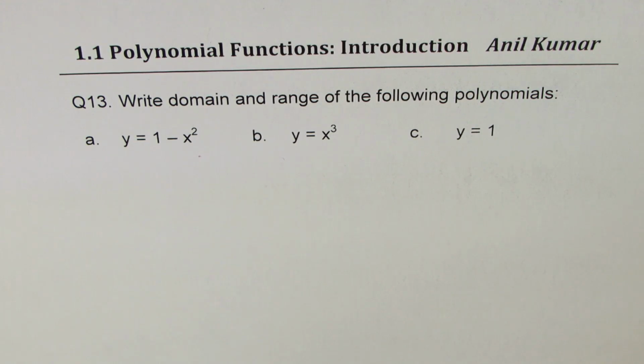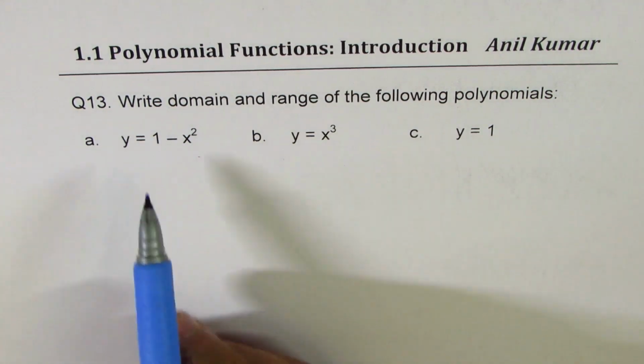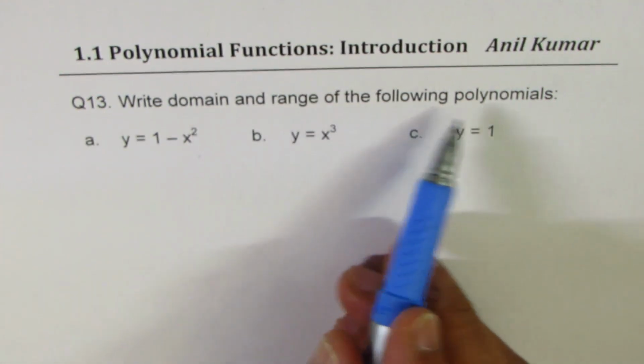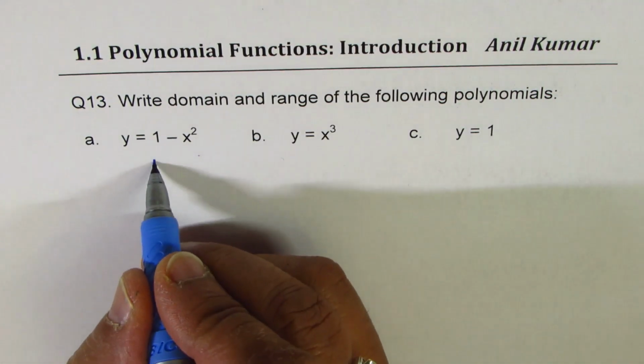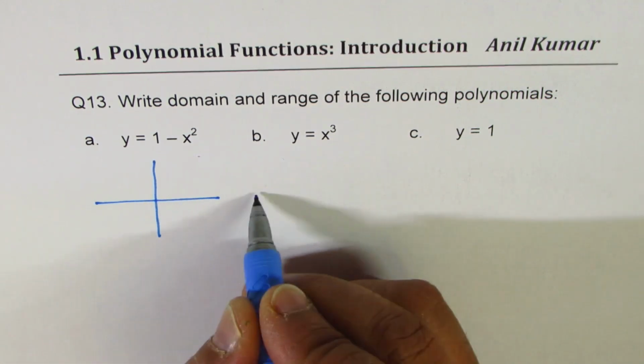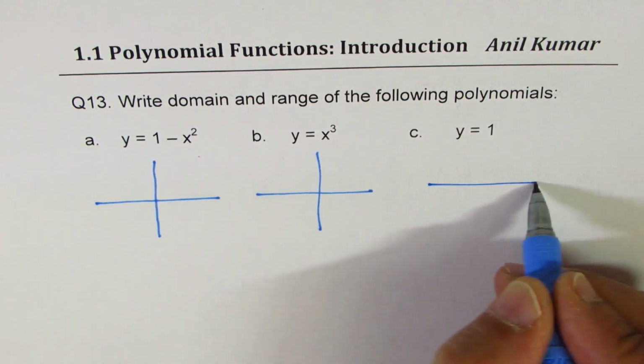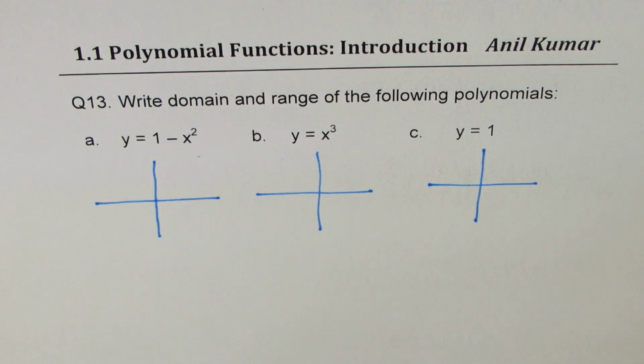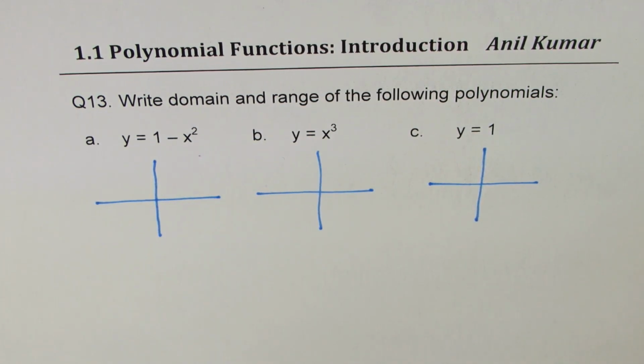Question number 13 here, this is the last question. I thought we'll see how to sketch some of the simple polynomial functions, right? So we have 3 of them. The question is, write domain and range of the following functions. Now I'll sketch them and then we will write domain and range of these functions, correct? I'd like you to pause the video, answer and then look into my suggestions.